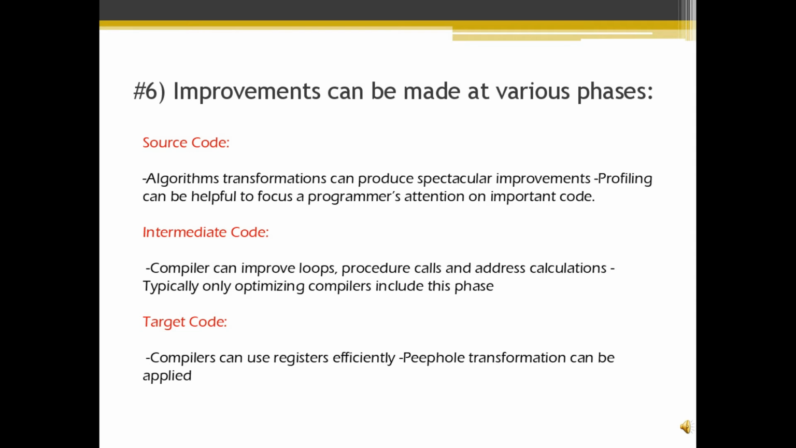Improvements can be made at various phases. Source code. Algorithm transformations can produce spectacular improvements. Profiling can be helpful to focus a programmer's attention on important code. Intermediate code. Compiler can improve loops, procedure calls and address calculations. Typically only optimizing compilers include this phase. Target code. Compilers can use registers efficiently. Peephole transformation can be applied.